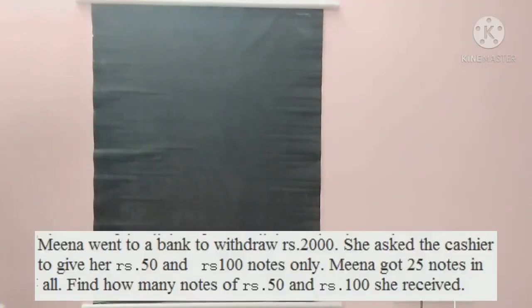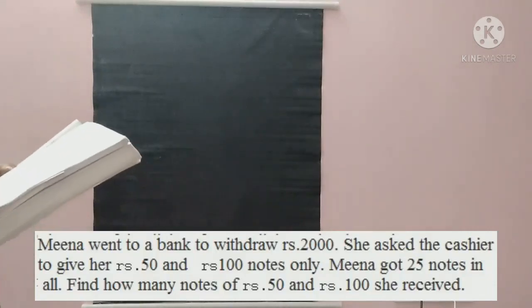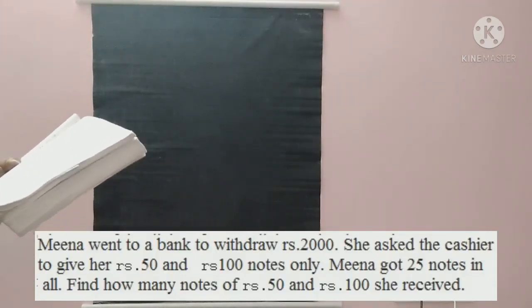Exercise 3.4, second question, fourth sub question. Meena went to a bank to withdraw rupees 2000. She asked the cashier to give her rupees 50 and 100 rupees notes only.